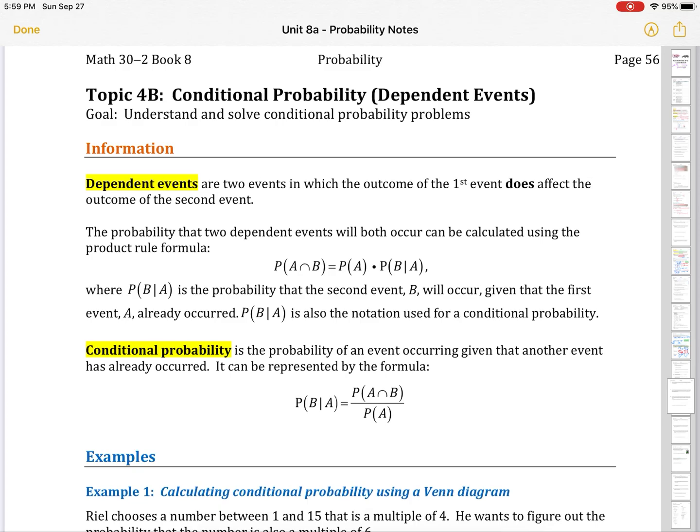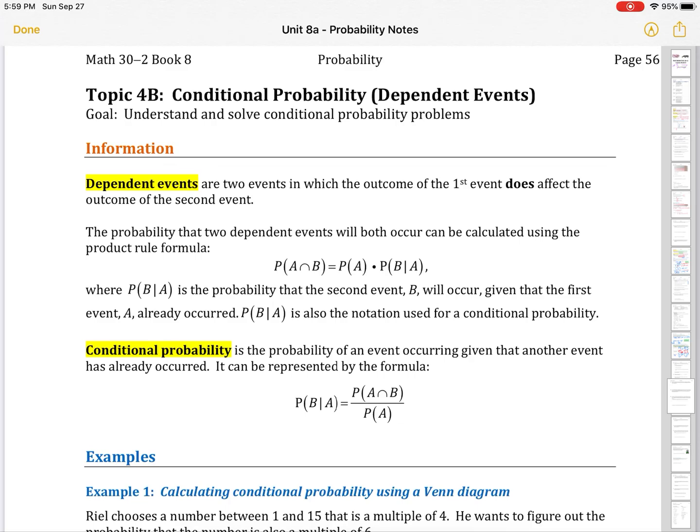All right, so we're at topic 4B in probability, Math 30-2. We're continuing to talk about dependent events, and we're talking about conditional probability. Our goal in this lesson is to understand and solve conditional probability problems.